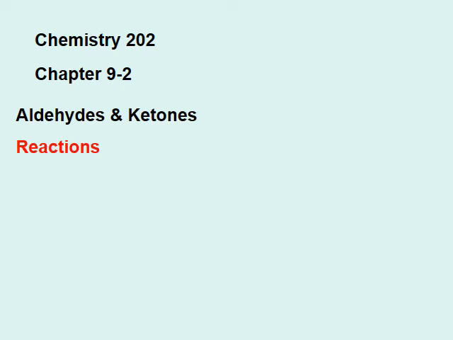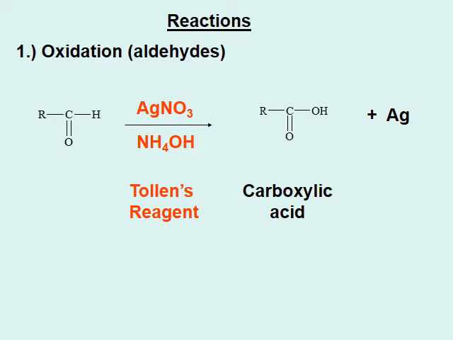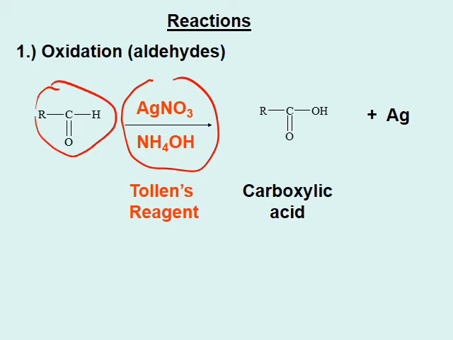In this section, we'll discuss reactions involving aldehydes and ketones. Silver nitrate is a mild oxidizing agent. So if you have an aldehyde, RCHO, where R could be any alkyl group, it could be CH3CHO. So if R is CH3, this is what you're going to get.